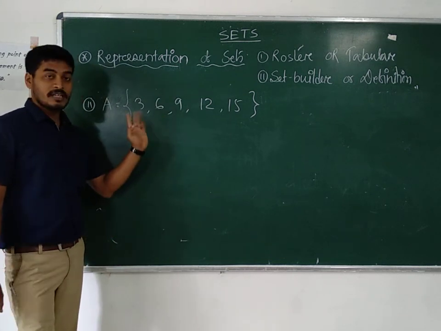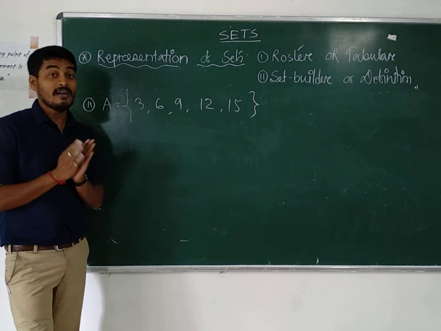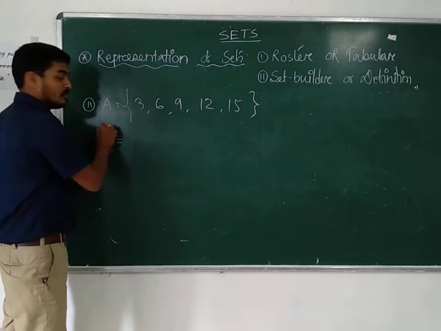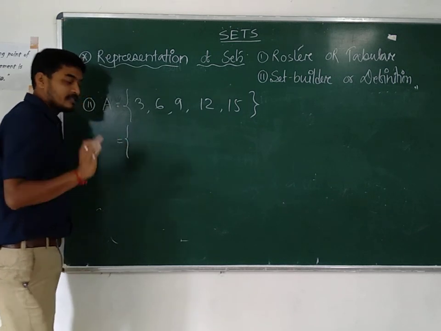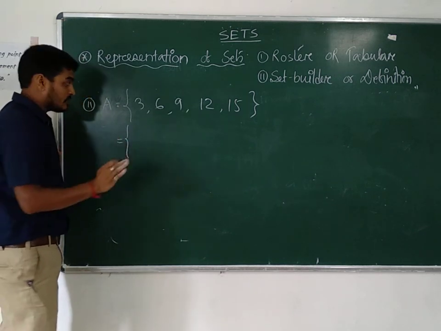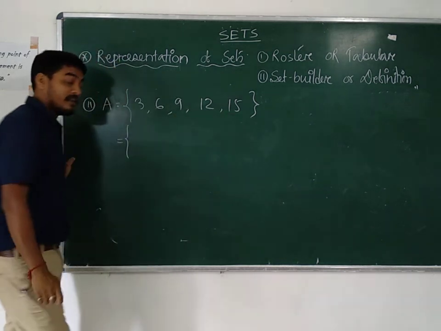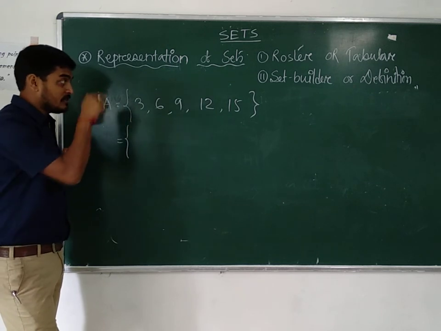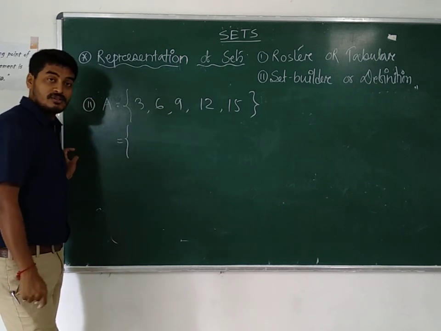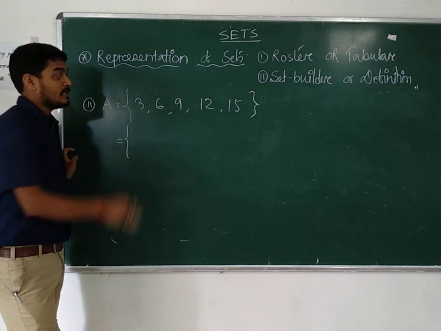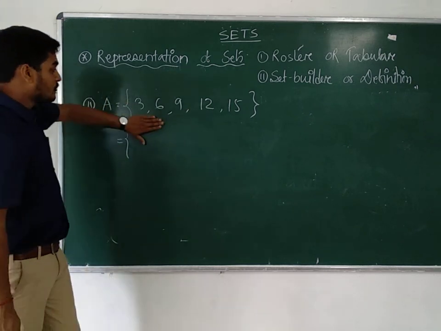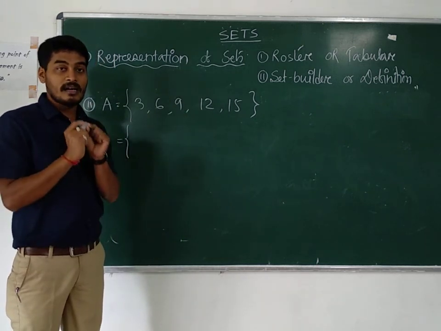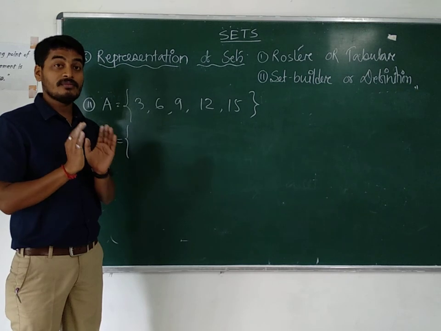Now you have to write down the given information in set builder definition method. So obviously the name will be the same. Just listen carefully. First of all, how many elements are there? Maybe finite, maybe infinite. Here a finite number of elements are there, 5. In set builder definition method, you are not supposed to mention all the elements as they are. To represent all the elements, we will consider an arbitrary quantity, I mean, a variable.